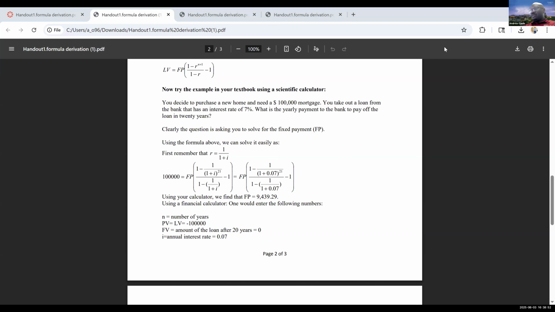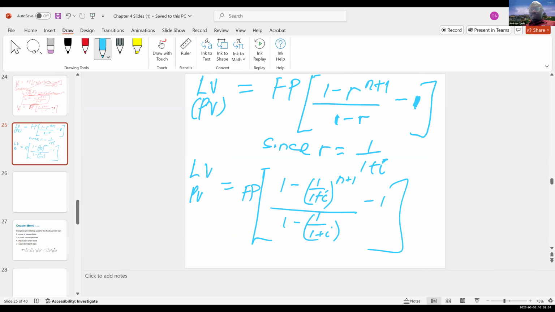Okay. So the question is, what do you have? You want to buy a brand new home, you need a $100,000 mortgage. So that's the loan value. Loan value is the same thing as present value, remember. It is $100,000.